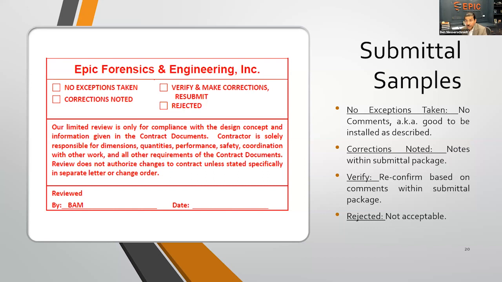Now, this can be handled in 2 ways. Engineer can go ahead and just send it back and say, contractor, do your work and submit this the right way. Or the engineer can go ahead and just make the circle around what it's going to be and send it back to the contractor. Now, there may be some added corrections or some added comments on there that will require more work by the contractor. So really talking about these 2. So verify and make corrections, resubmit, or reject it.